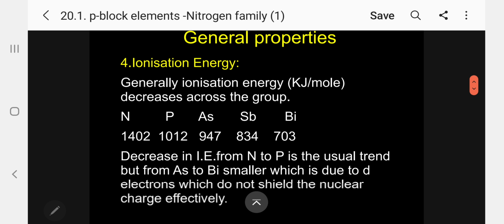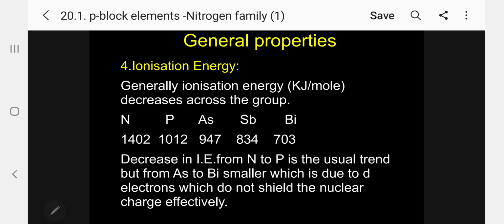Kindly follow. Coming to ionization energy, it is another most important periodic property. Generally, ionization energy, expressed in kilojoule per mole, decreases down the group. My dear students, I informed you already under periodic classification that only atomic size increases down the group and decreases across the period. All other periodic properties are just the reverse of atomic size. So, atomic size increases down the group, and ionization energy decreases down the group. Just see the values, given in kilojoule per mole: nitrogen 1402, phosphorus 1012, arsenic 947, antimony 834, bismuth 703.